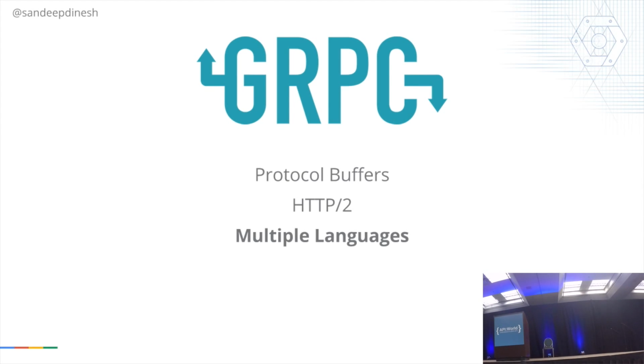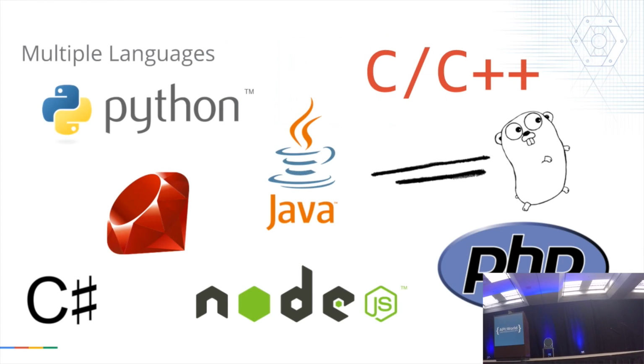gRPC also supports multiple languages out of the box, all of these: Python, Java, Ruby, C#, Node.js, PHP, Go, C++, C, and Objective-C. What does that mean? What does supporting languages mean, right? This means that there's idiomatic support for these languages, so in Go, you'd use Go routines to do concurrency. In Node.js, you'd use callbacks to do concurrency, right? There are different ways in different languages to do almost the same thing.